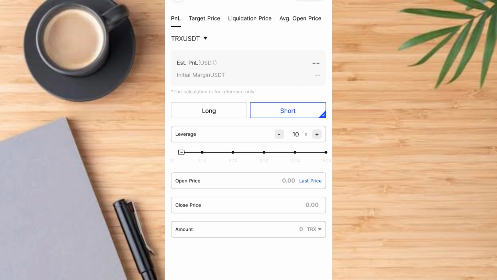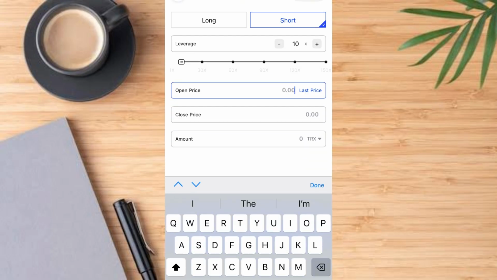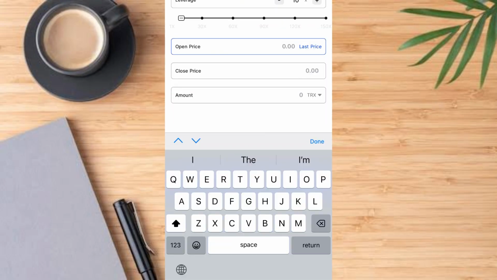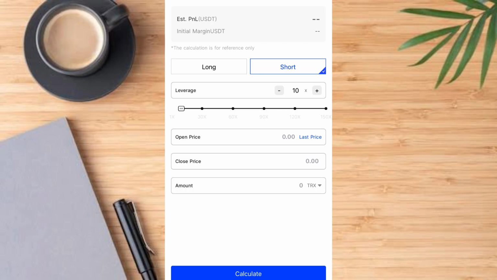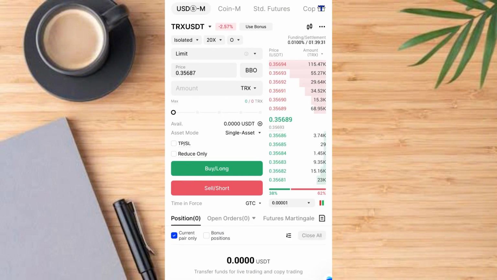Now the open price, you enter the open price here. Then the next one is the close price. Then the amount of USDT or Tron you want to invest, you select that in this place, then you tap on calculate. I will also come and explain this in detail as time goes on when we get to the price, another thing in this video. Now let's go to this place.